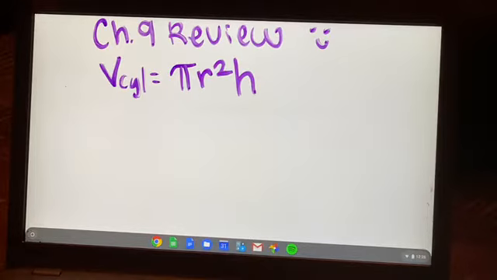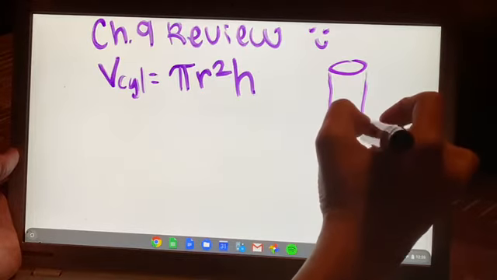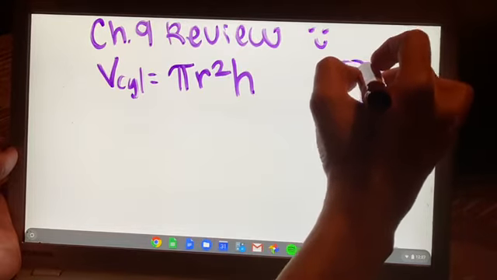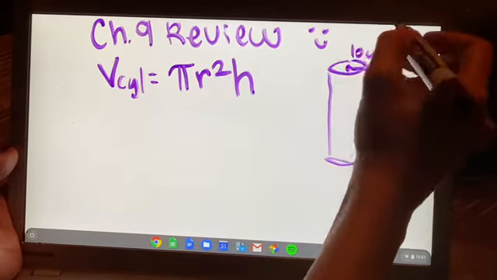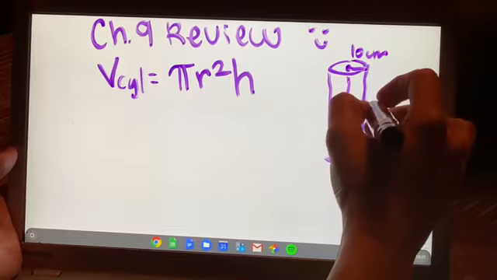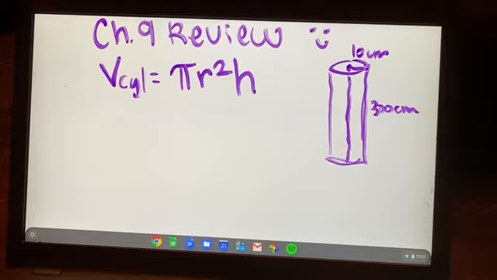Anything that has a matching top and bottom, and we'll look at another shape soon on the review sheet where you had to apply this. So just like this, we have this column. They say it has a radius of 10 centimeters, and then the height is 300 centimeters. It's a really tall column at your house. So I have 10 centimeters for the radius of the circle and 300 centimeters for the height of the whole figure. So we're just going to take our formula.